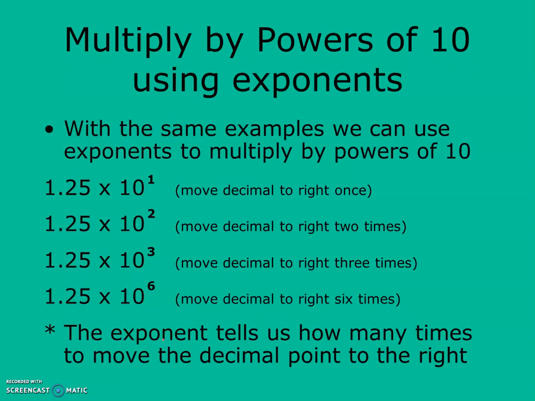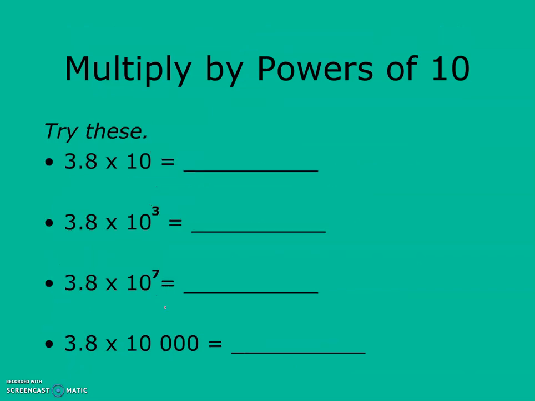Now, when the powers of 10 are written as exponents, it's even easier because the 1 or the 2, the 3 or 6 tells you exactly how many decimal places to move to the right. So let's try these ones. Picture where the decimal is going to move. Is the number going to get bigger? Absolutely, in all three cases. Let's move the decimal over one place, it's going to be 38. Move the decimal 3 places, it's going to become 3800.